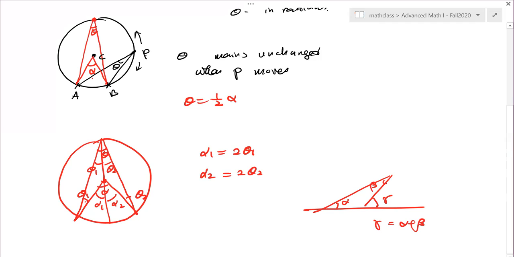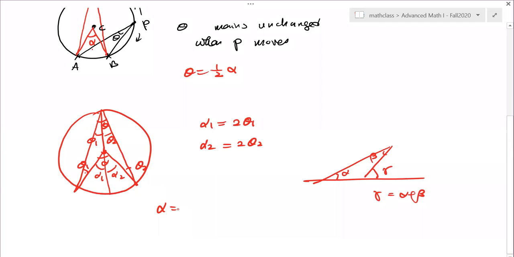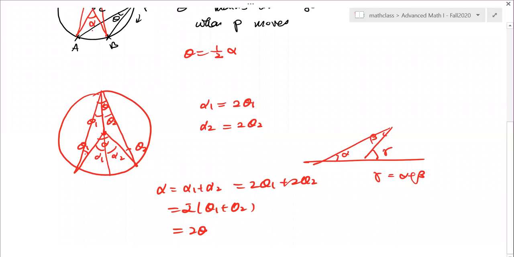So add them together. Alpha is going to be alpha 1 plus alpha 2, so it's not necessary to be exactly in the center. That'll be 2 theta 1 plus 2 theta 2. You can add these two angles together, and those angles together are just 2 theta. So that's why alpha equals 2 theta. Since alpha is fixed, theta is always unchanged when you move this point P.